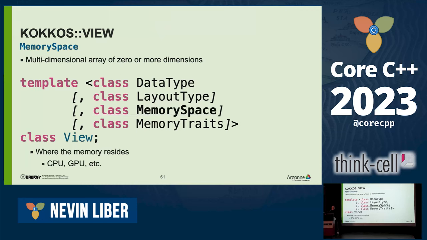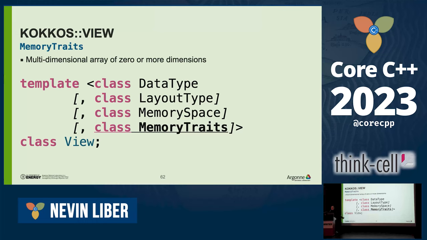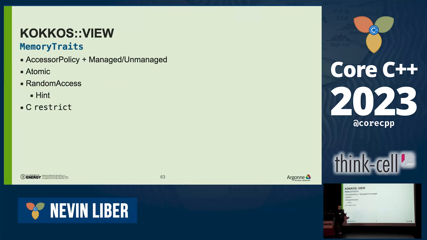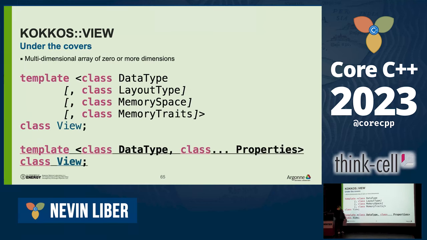So next is the layout type, which is layout left, layout right. There's memory spaces. Is it on the CPU, GPU? Is it private memory, et cetera? And then traits. Traits are kind of like what's going to become the accessor policy. What if it's a managed space or unmanaged goes in there. Atomic, you could do restrict in there. But it's not implemented like this. It's implemented as a variadic list of properties that we walk.